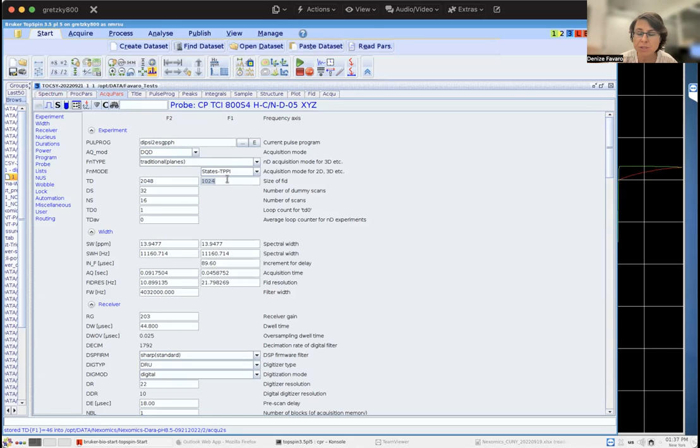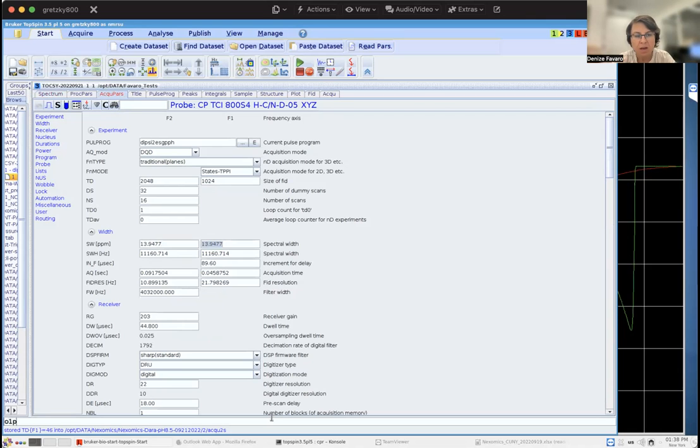So I have a lot of resolution. This is because I have a peptide and I need a lot of resolution on the indirect dimension. This experiment was acquired with 16 scans, okay? And you see the spectral width is symmetrical. I mentioned that this is a symmetrical spectrum, so I have to acquire with the same sweep width, or spectral width, on both dimensions.